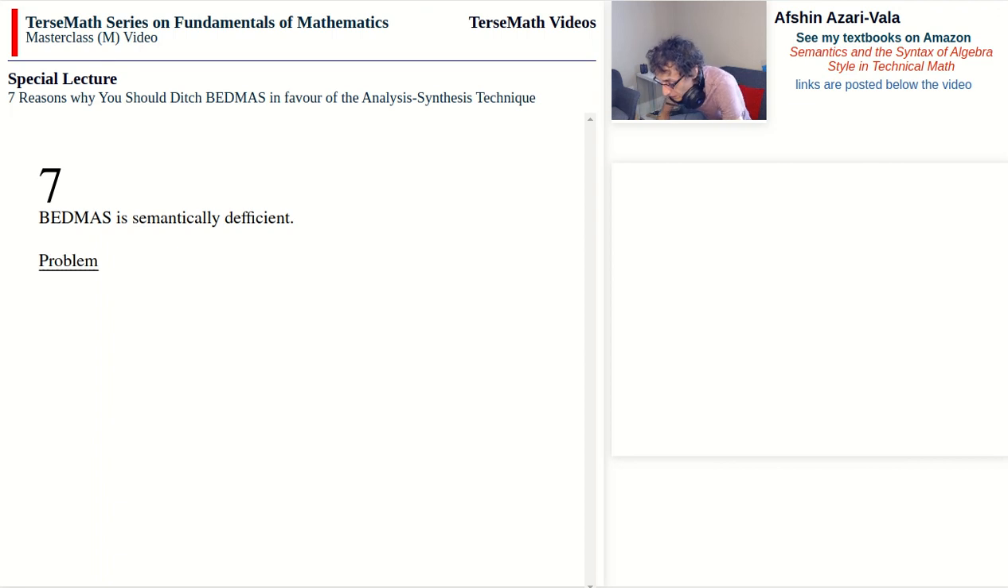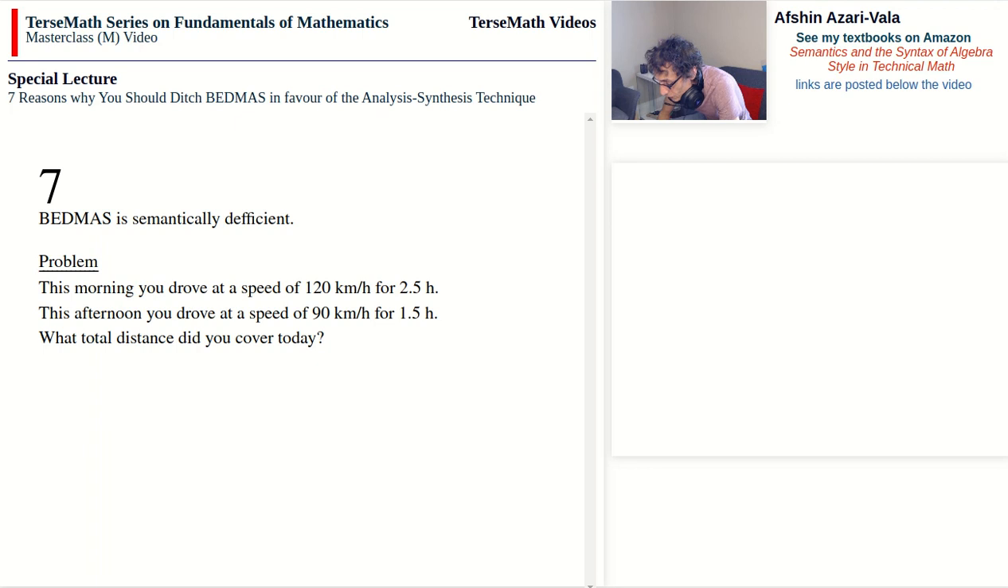Take a look at this word problem. This morning you drove at a speed of 120 kilometers per hour for 2.5 hours. This afternoon, you drove at a speed of 90 kilometers per hour for 1.5 hours. What total distance did you cover today? And we can write an expression for it like this: 120 times 2.5 plus 90 times 1.5, and we would like to work it out.